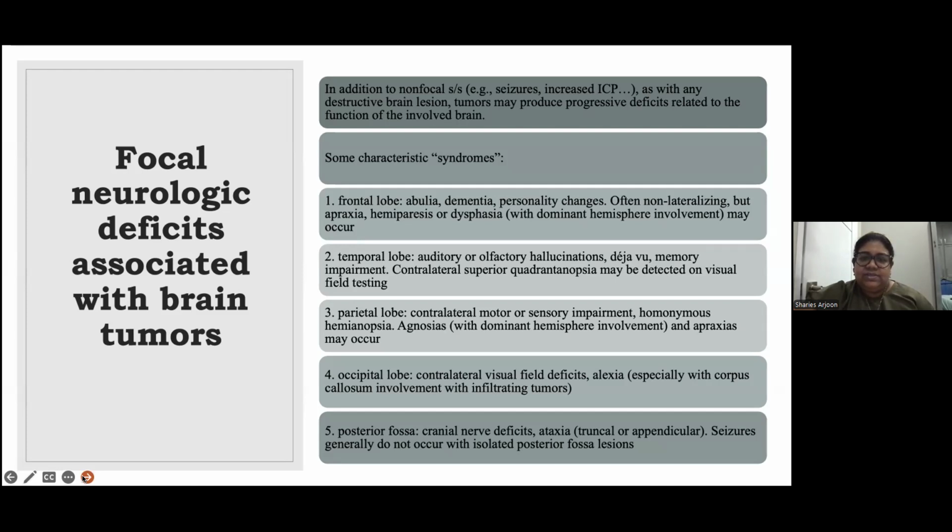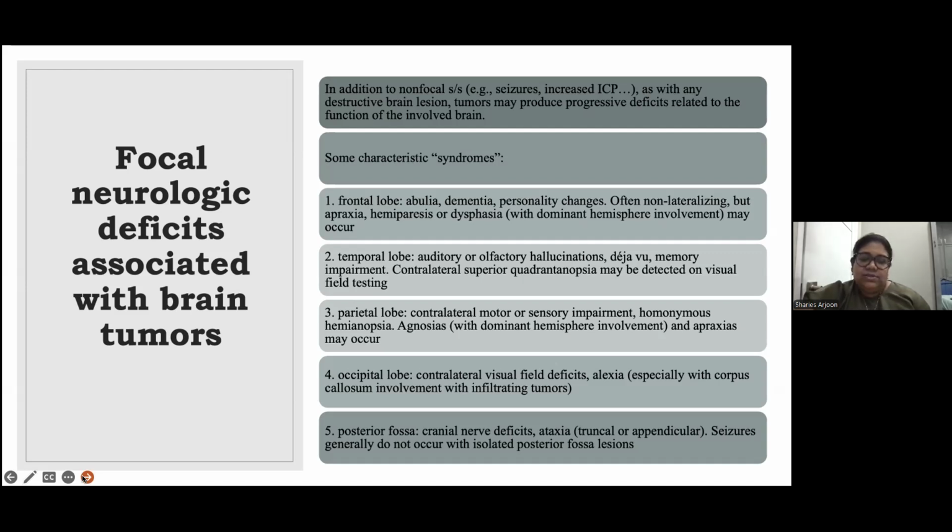As it pertains to the temporal lobe, auditory or olfactory hallucinations, deja vu, memory impairment, contralateral superior quadrantanopsia may be detected on visual field testing. And as it pertains to the parietal lobe, contralateral motor-sensory impairment, homonymous hemianopsia, agnosia with dominant hemisphere involvement, and apraxias may occur.